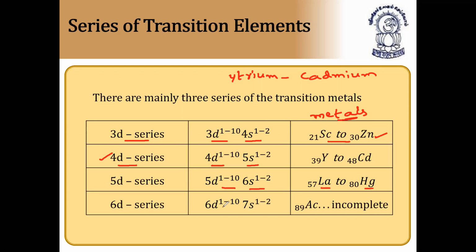And the 6d series is 6d 1 to 10, 7s 1 or 2, starting with actinium, and it is incomplete. Each series consists of 10 elements each. Very important to note down. And all the elements in D block are metals. So these are the elements of D block: scandium to zinc, yttrium to cadmium, lanthanum to mercury, and actinium onwards, incomplete, because still the elements are being discovered. That's why you can say it is incomplete.